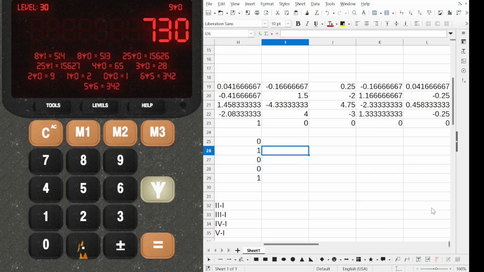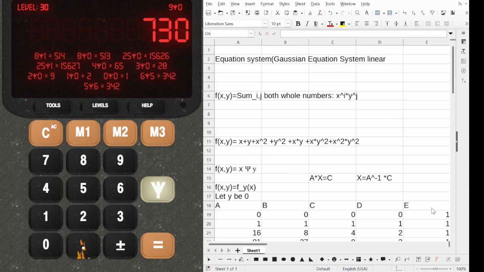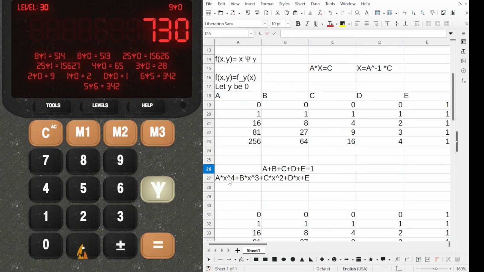What this means is that our function looks the following. Normally we have it somewhere right here. This was the function that we started with. We now know that A is 0, we know that C is 0, and we know that D is 0, and we know that E is 1, as well as B is 1. So that is the expression that we get, which is x cubed plus 1.